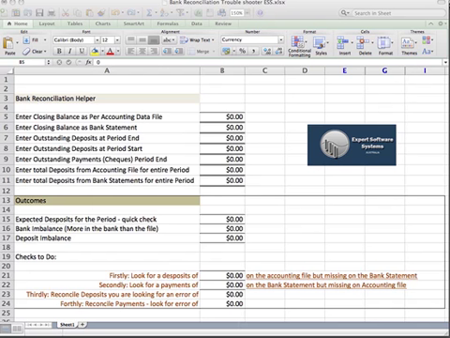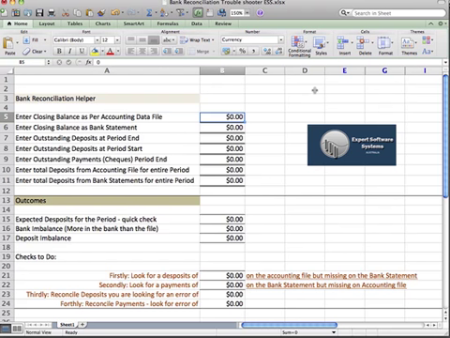Basically, the spreadsheet just requires you to enter certain key information, and it helps you understand and get the numbers you need to then do the bank reconciliation in the way we've been discussing. So, enter the closing balance as per the accounting data file. Well, that's $14,451.49. The balance as per the bank statement, if you remember, was $19,085.43.